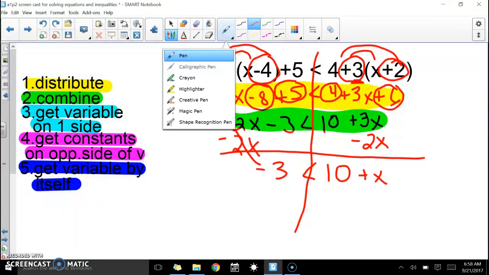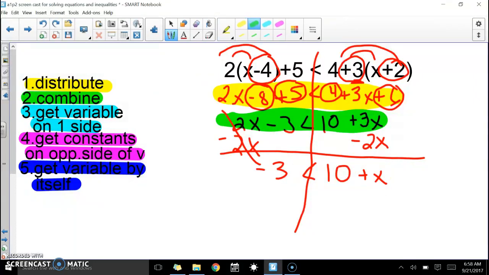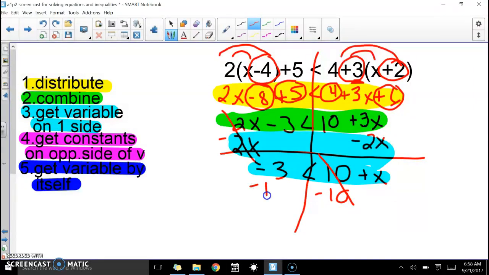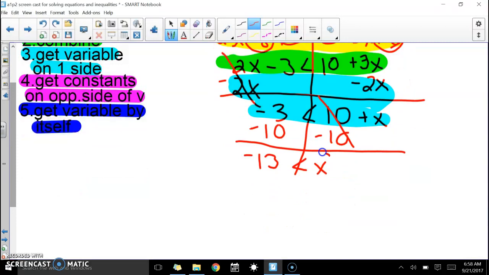So that was step 3. I just did step 3. Now step 4 says get constants on the opposite side of the variable. Here's my variable, here's the constant. So I need to subtract 10 here, subtract 10 here. That gives me negative 13 is less than x. All right, step 5 says get variable by itself, and it's already done.